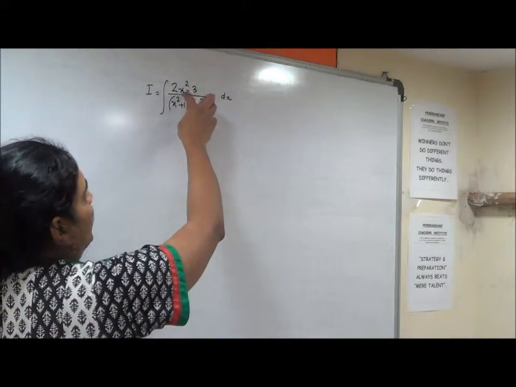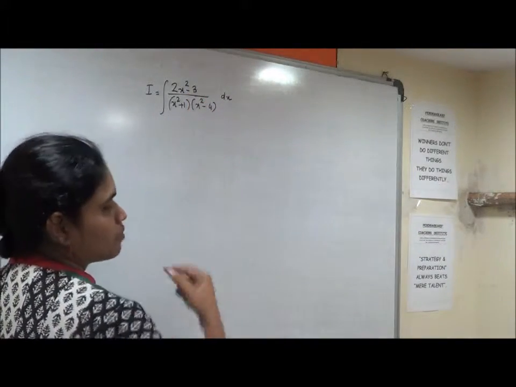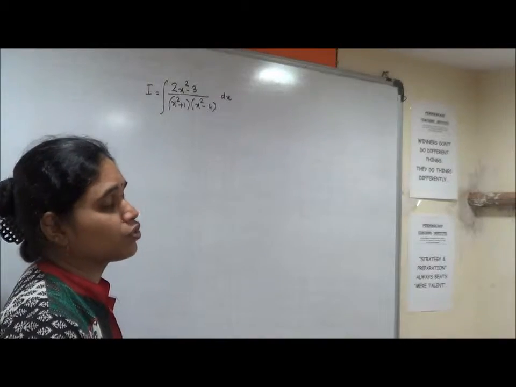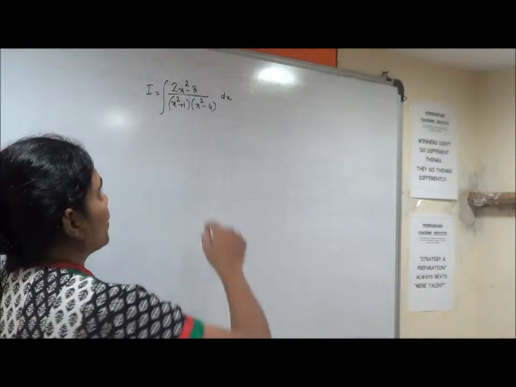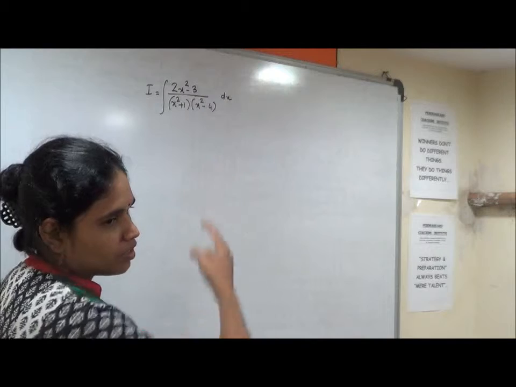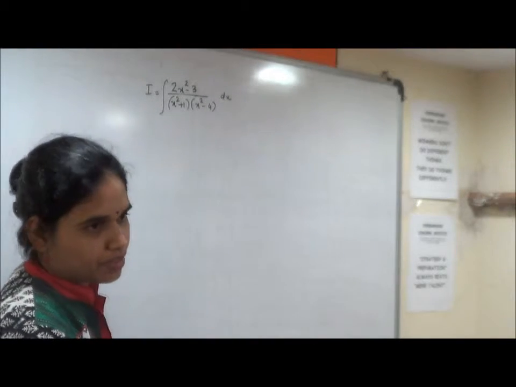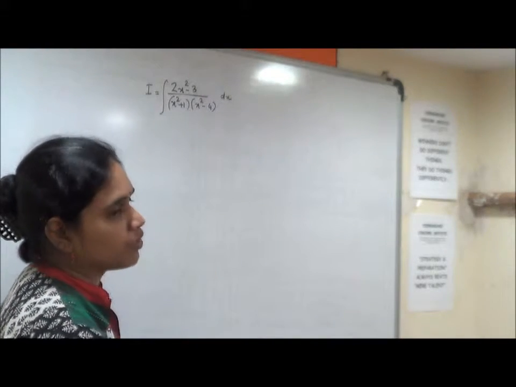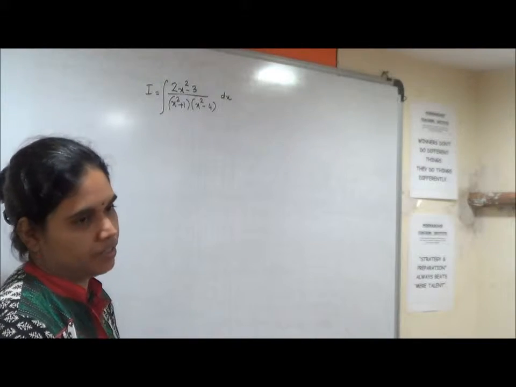Now here x² is present. If I take that as t, I am supposed to find the derivative of x². What will the derivative of x² be? 2x. Do we have any extra x, just x, present in the question? No, it is not present. So here we are going to use substitution, but outside the integral.